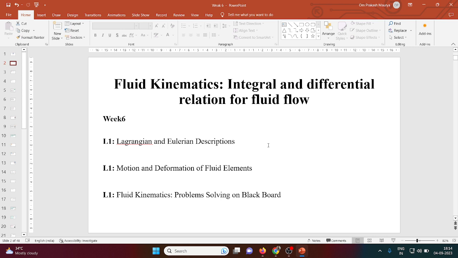Week 6 is about fluid kinematics. There are 3 lectures in week 6. The first is the Lagrangian and Eulerian description. The second lecture is the motion and deformation of the fluid element, that is the acceleration kind of thing, and here we also discuss shear strain and shear rate. The third is fluid kinematics, the problem solving session.